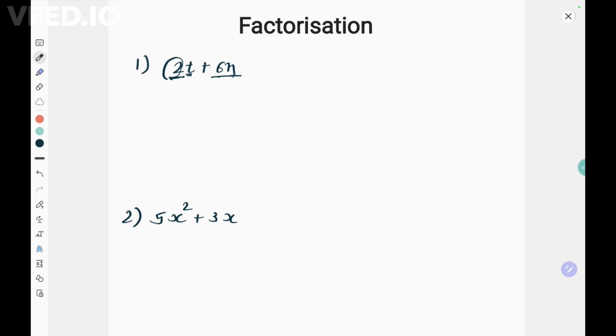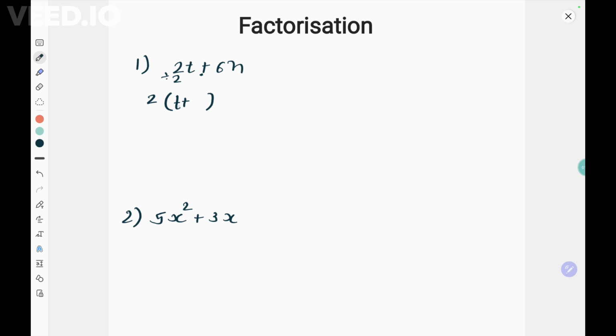But yes, 2 and 6 both can be divided by 2, right? Or we can say both come in the times table of 2. So 2 is a common factor for 2 and 6. We take out 2 as a common factor, and whatever is left over from both terms we write in a bracket. The first term 2t divided by 2 leaves only t. So in the bracket t remains.